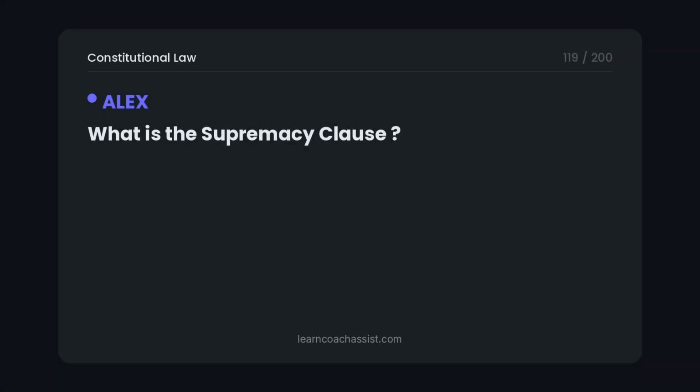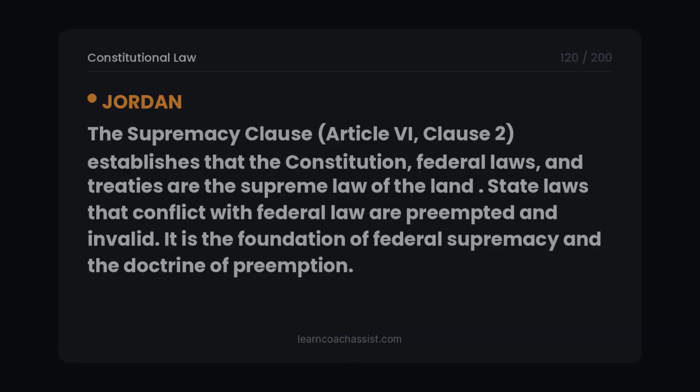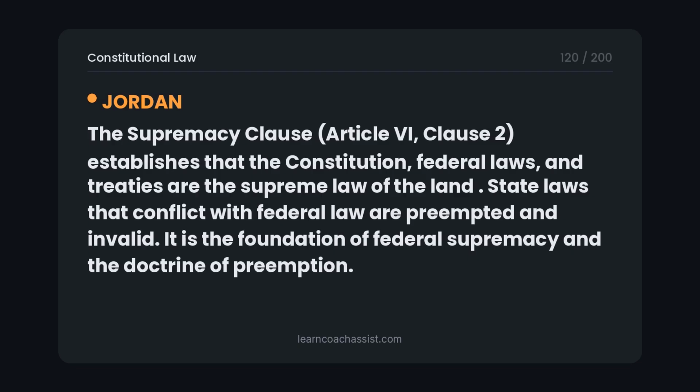What is the Supremacy Clause? The Supremacy Clause, Article 6, Clause 2, establishes that the Constitution, federal laws, and treaties are the supreme law of the land. State laws that conflict with federal law are preempted and invalid. It is the foundation of federal supremacy and the doctrine of preemption.